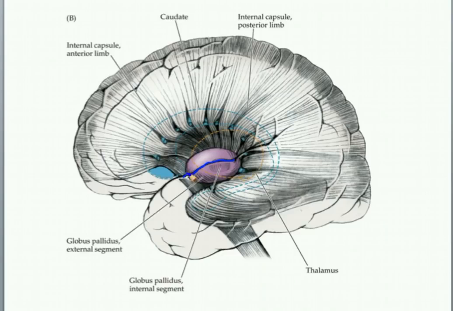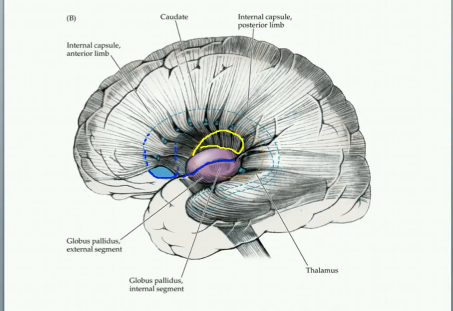So anteriorly, the internal capsule separates the lentiform nucleus, which is the putamen we just removed and the globus pallidus, from the head of the caudate. So here's the head of the caudate, behind the internal capsule here. This area of internal capsule is separating these two structures, whereas the thalamus is in this orange color behind here, and this area of the internal capsule is separating the lentiform nucleus from the thalamus.